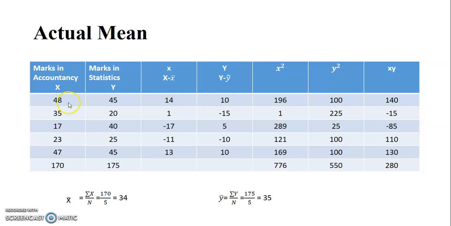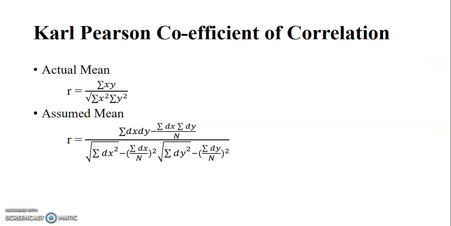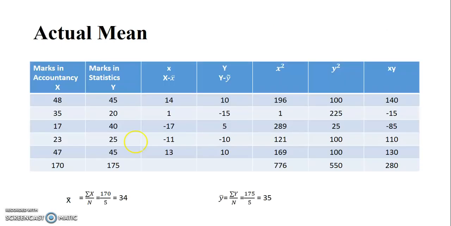The given variables for x are 48, 35, 17, 23, 47. So here we have 5 variables. Then we represent marks in statistics as y. The variables are 45, 20, 40, 25 and 45. We already know the formula for calculating the Karl Pearson coefficient of correlation under actual mean, that is sigma xy divided by root of sigma x square into sigma y square.